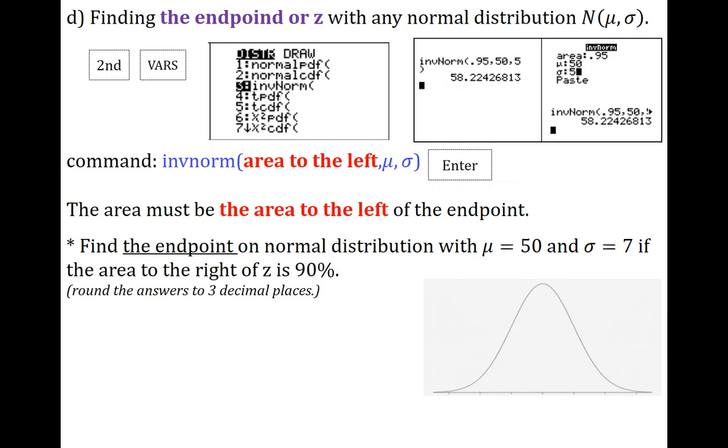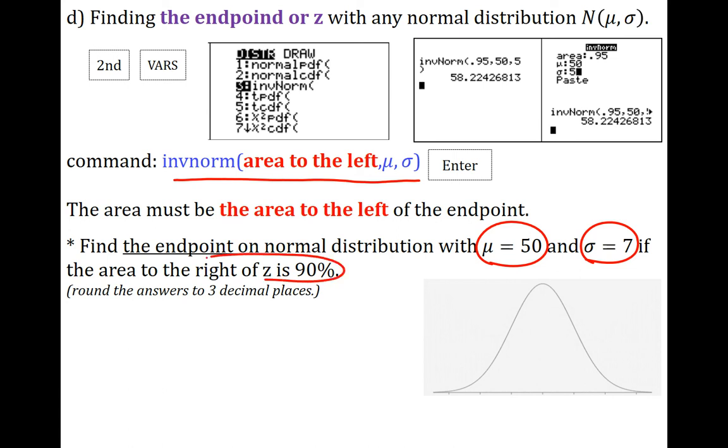It says finding the endpoint or z with a normal distribution. And it gives you the nice steps. It shows you the steps at the top of the page, and you really can't miss these steps. So when we look at this value, and now this is a normal, not a standard normal, so now we're going to have a middle that's not a 0 and not a 1. So we have to enter those data points. And you can see that it tells you inverse norm, area to the left, comma, mu, comma, standard deviation, hit enter. So it says find the endpoint on a normal distribution with a mu of 50, standard deviation of 7, if the area to the right is 90%.